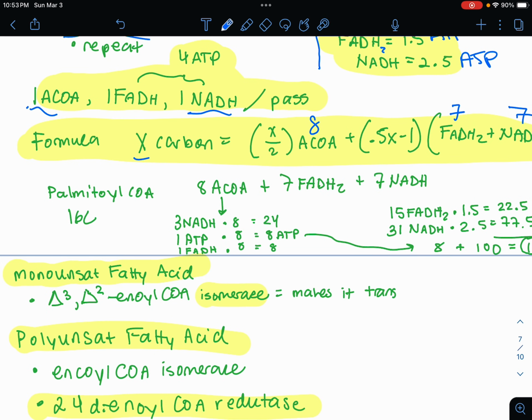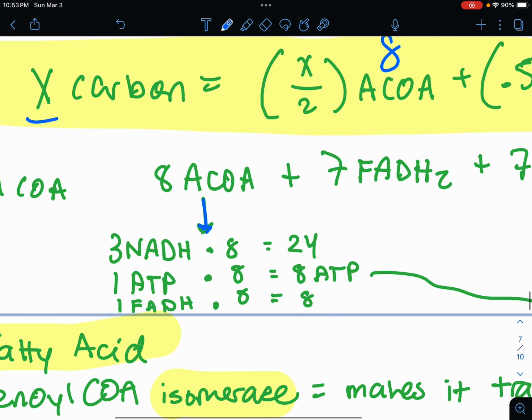And then we would go into the citric acid cycle with those 8 acetyl-CoA. Each turn of the citric acid cycle per acetyl-CoA will be 3 NADH, 1 ATP, and 1 FADH2. So we would take the 3 NADH, multiply it by 8 to get to 24 NADH.